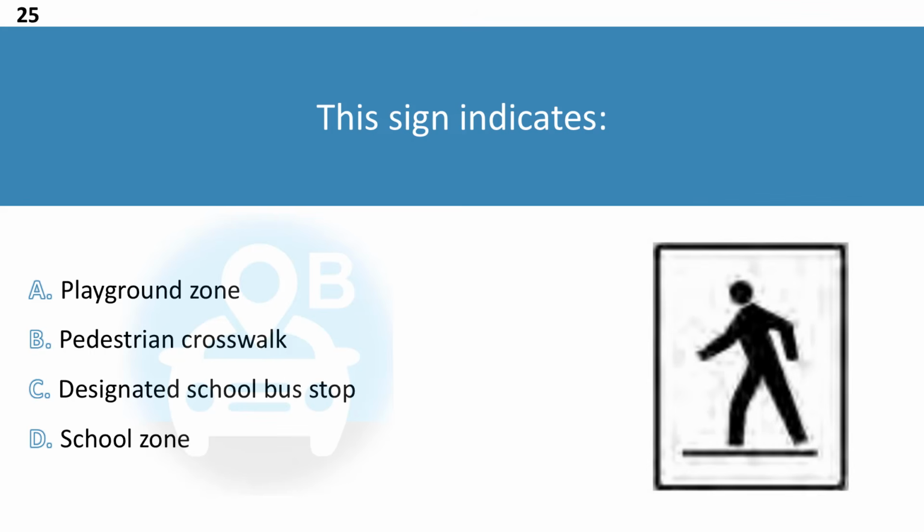This sign indicates A. Playground zone. B. Pedestrian crosswalk. C. Designated school bus stop. D. School zone.